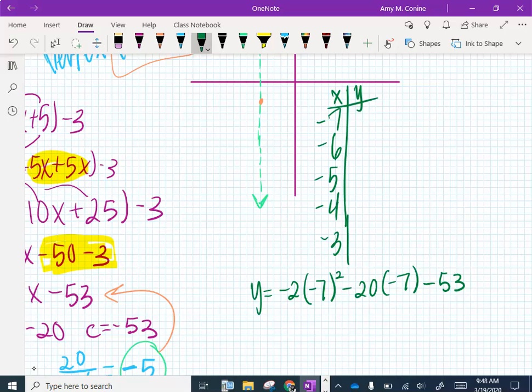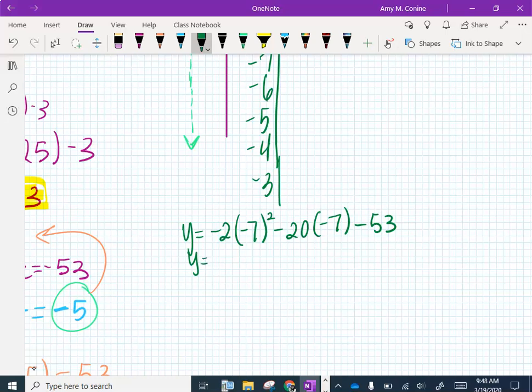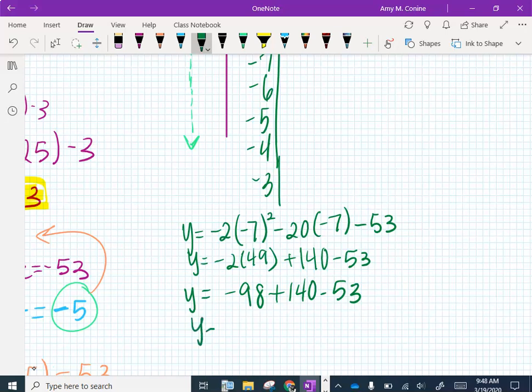You can do the algebra for all of these. So we've got negative 7 squared, which is 49. Then we've got times negative 2, and this becomes negative 98. Then the positive 140. So negative 98 plus 140 minus 53. When all is said and done, we should have a y value that is equal to negative 11.